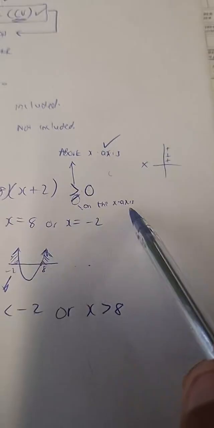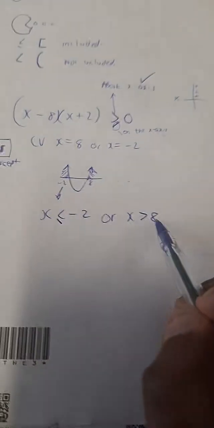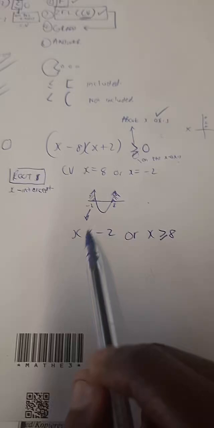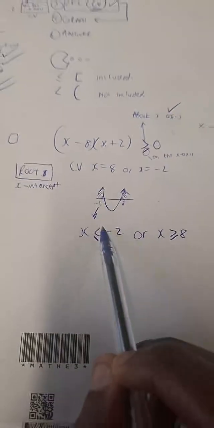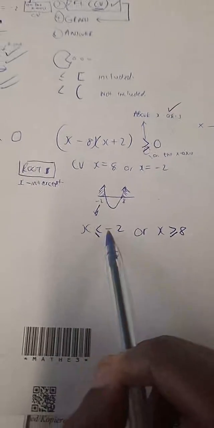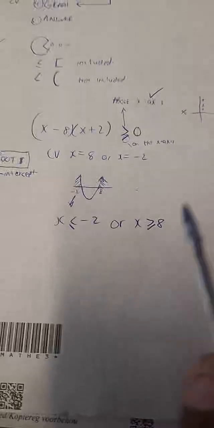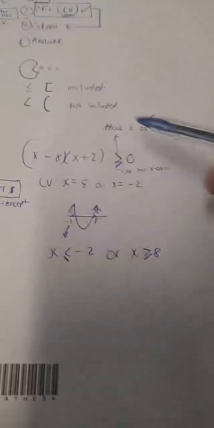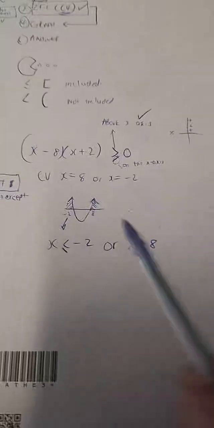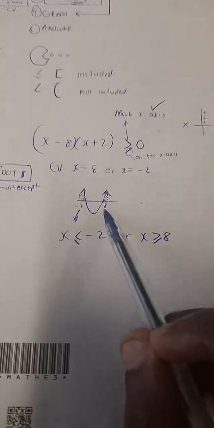The equal sign, what about on the axis? It means where the critical values are, we include them. Where the critical values are, we include them. This would be your answer. x is always smaller than your smallest critical value, and x is always bigger than your biggest critical value. This is how you write your answer for above the x-axis when there are two critical values.